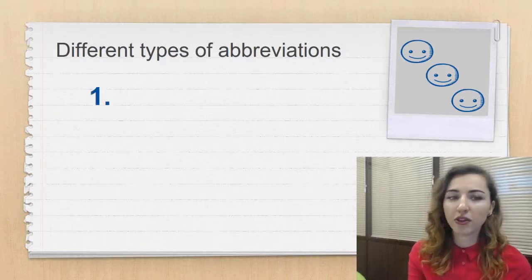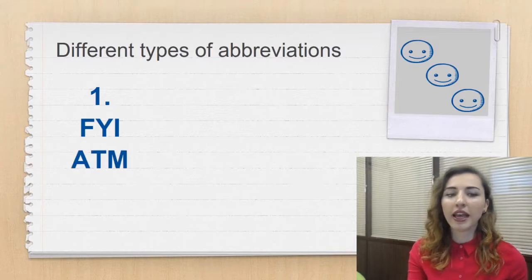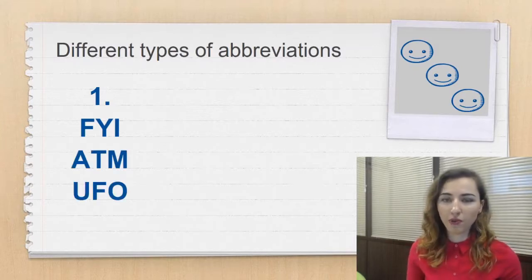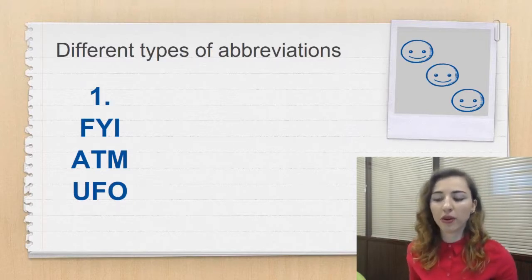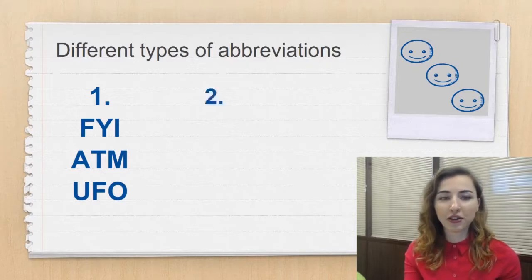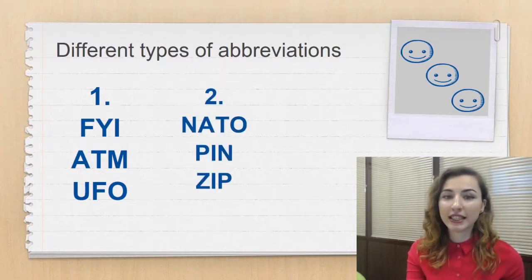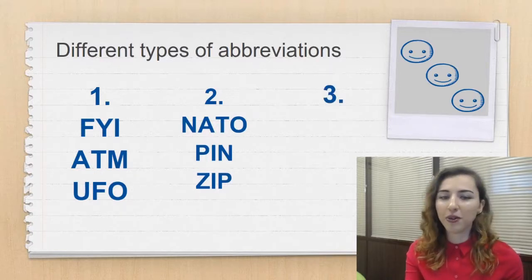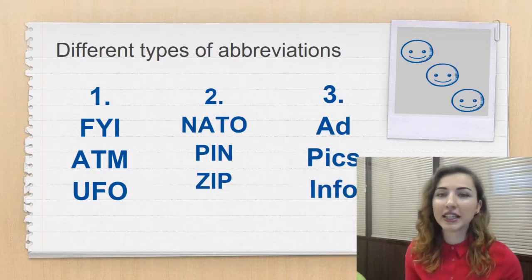So let's have a look at type 1. These are FYI, ATM, UFO. I'm not going to go into detail a lot, we will talk about what they actually stand for a bit later. Now the second group would be NATO, PIN, ZIP, okay? And the third group is ADD, PIX, and INFO.